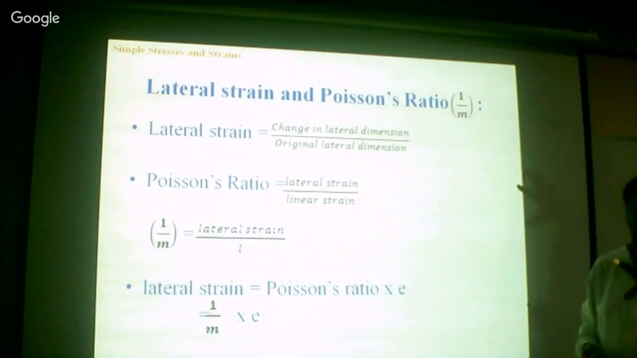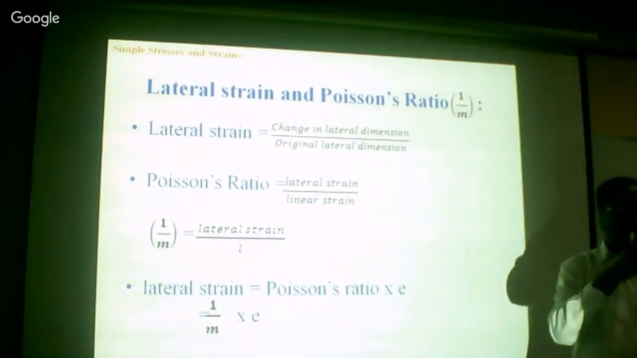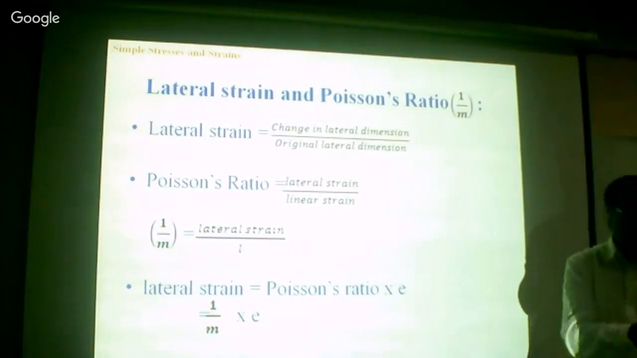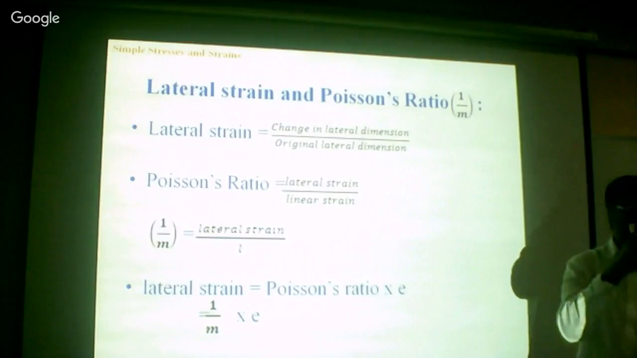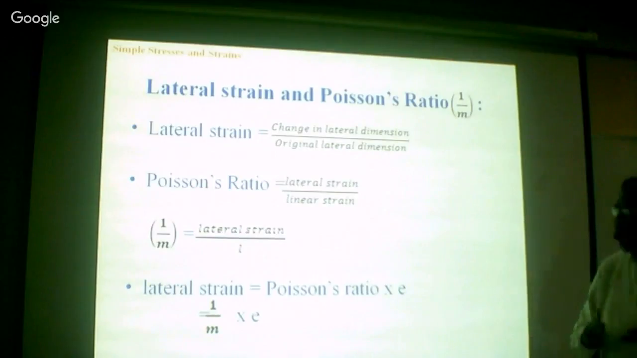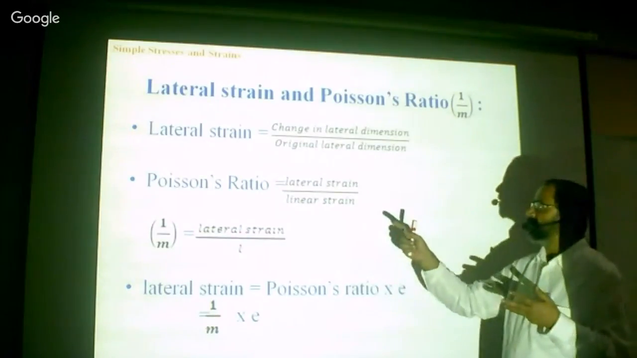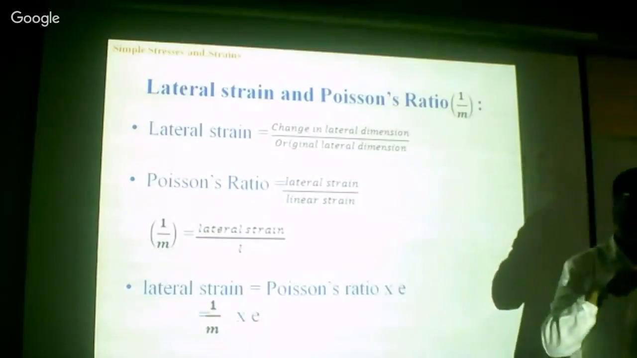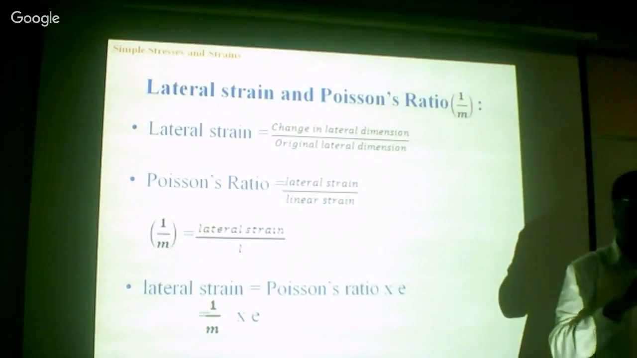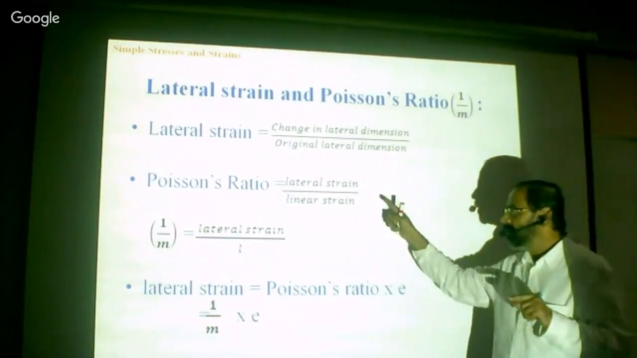Please remember, we have already discussed the constants. Number one is Young's modulus, the ratio between stress and strain within the elastic limit. It is a material constant. The second is the shear modulus, the shear stress divided by shear strain within the elastic limit. The third is Poisson's ratio, again an elastic constant and a material constant, the ratio between lateral strain and linear strain.